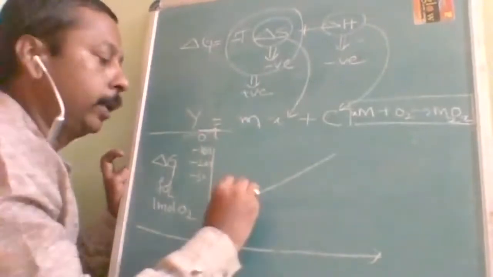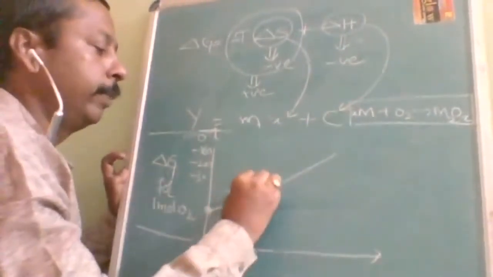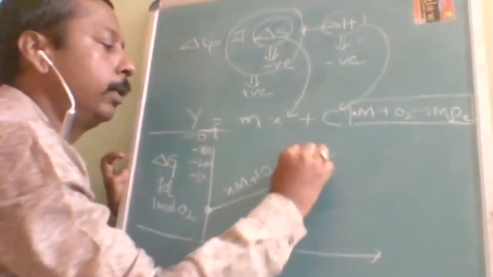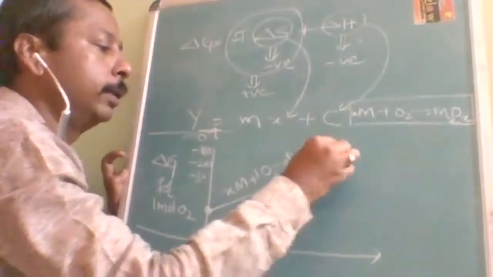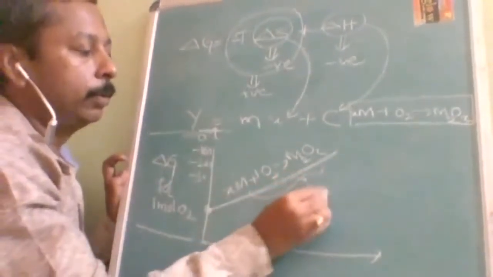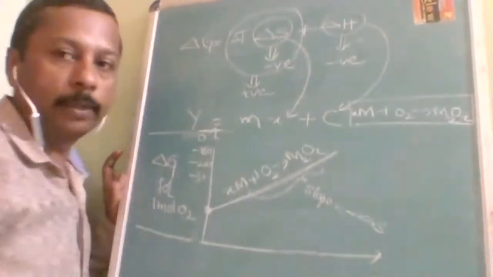Now what is the reaction? Just here I told you, x moles of metal react with 1 mole of oxygen to form M2Ox. This is the positive slope. Now slope is equal to minus delta S. What is the slope here?